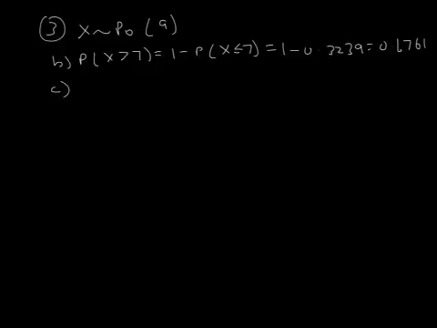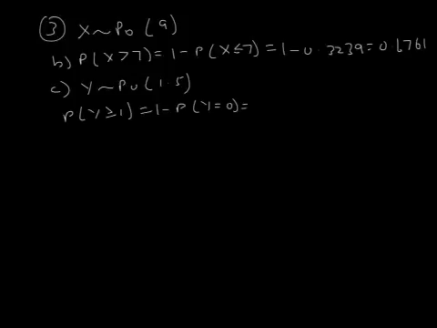it's a randomly selected month, so 18 in a year, the number per month is 1.5, and we want the probability that Y is greater than or equal to 1. It's at least one accident. So that's 1 minus the probability that Y equals 0. Looking that up in tables, it's 0.2231, so we get 0.7769.